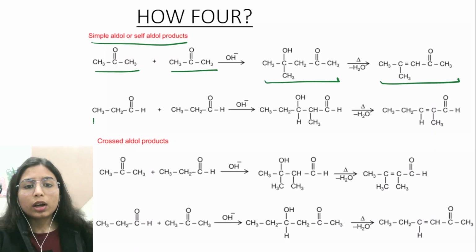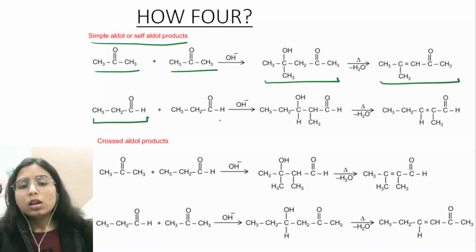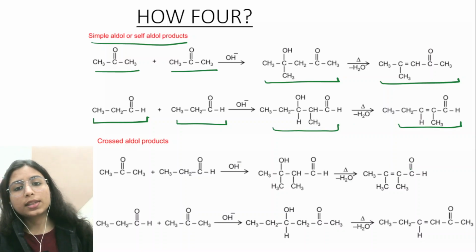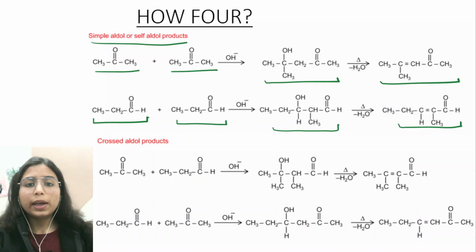Similarly, if I take another molecule, that is this propanol, so propanol would react with another mole of itself to form this compound, which is your aldol product, and next is the aldol condensation product. So I think you will be able to make these 2 products out of this.